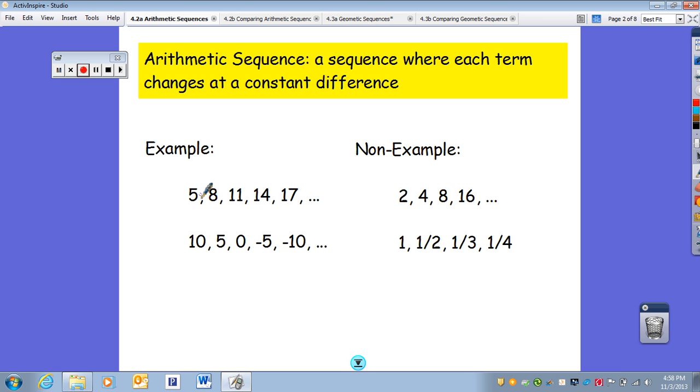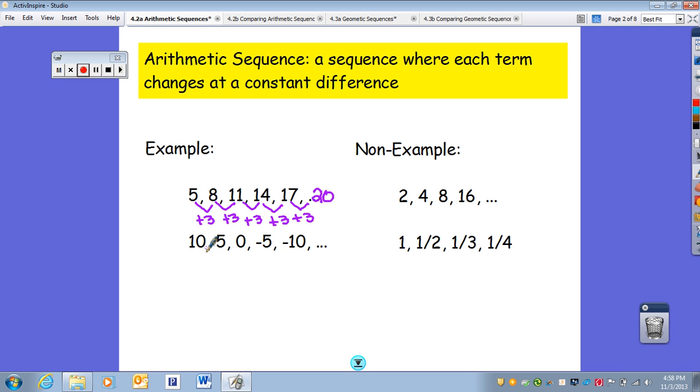For example, on this first sequence, when I start with the number 5, to move to the number 8, I'm going to add 3. And then from 8 to 11, I'm going to add 3. And from 11 to 14, I'm going to add 3. And from 14 to 17, I'm going to add 3. And if I wanted the next term in this sequence, I would add 3, and that would give me my next term, which would be 20. There is a constant difference between each of the terms.